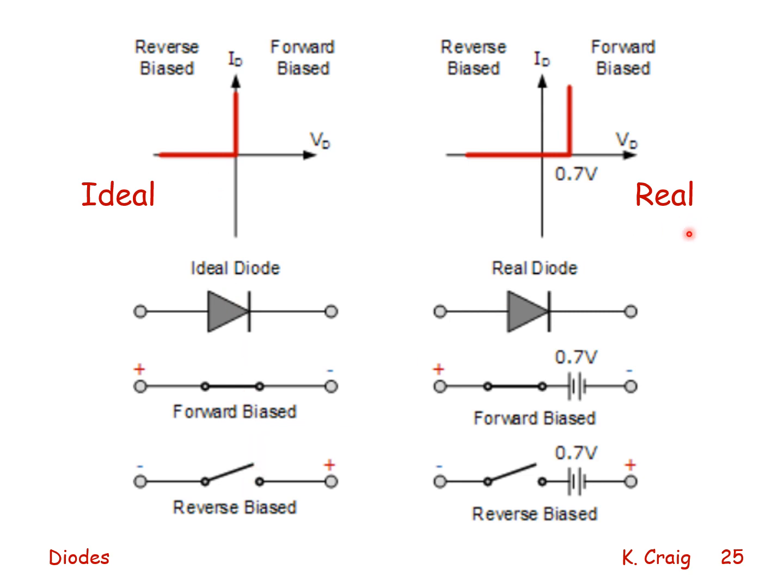With a real diode, when it is forward biased, no current will flow until the voltage exceeds a threshold, here shown as 0.7 volts. So at forward biasing, when the voltage exceeds this threshold voltage, then current will begin to flow. And when voltage is reduced from that 0.7 volts in the opposite direction, reverse biased, no current will flow unless this reverse bias voltage becomes exceedingly large.